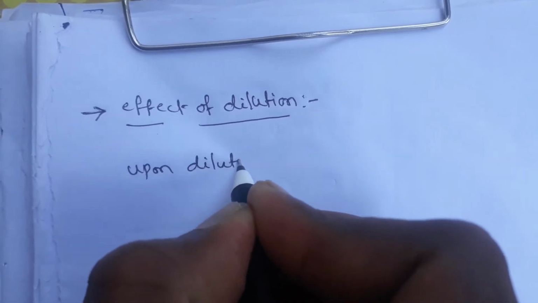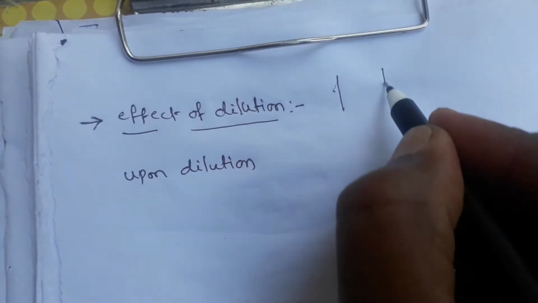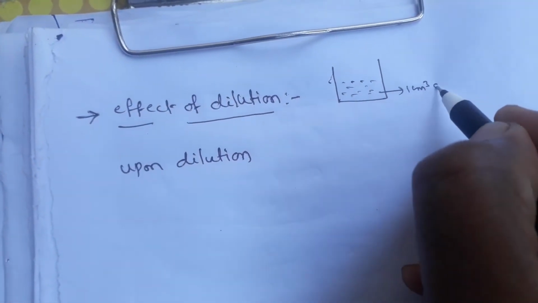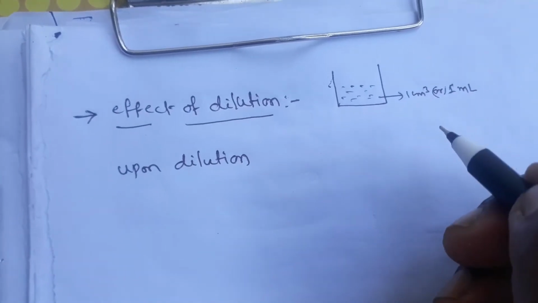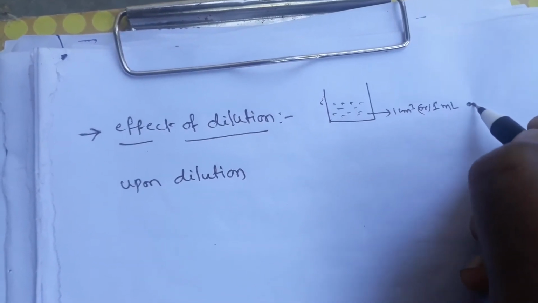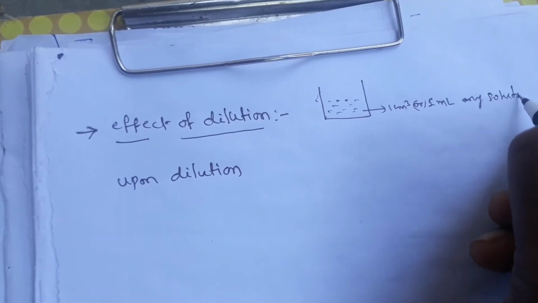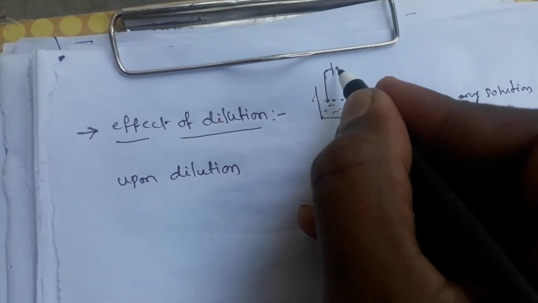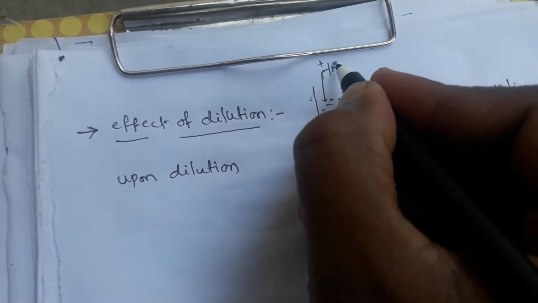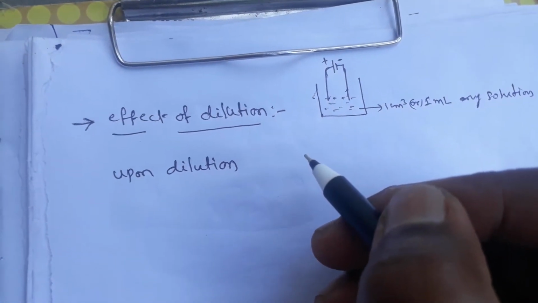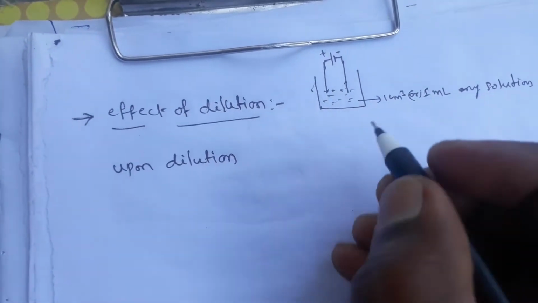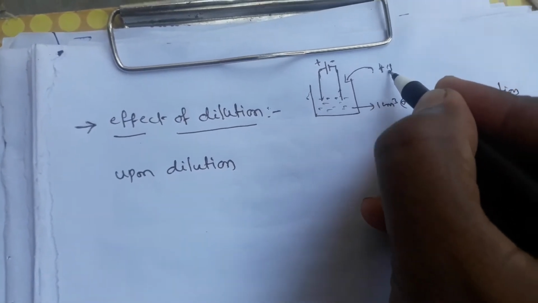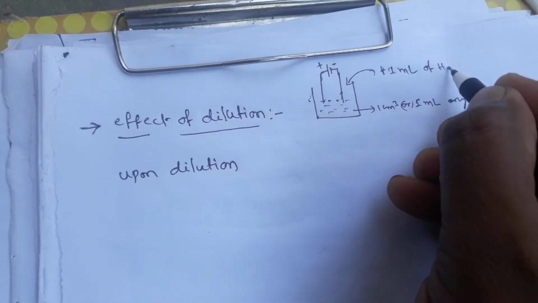Upon dilution, that means you are taking one beaker, and in that beaker you are taking 1 cm cube or 1 ml of any solution. In that solution you have added some sodium chloride, and there is a battery connected to this solution, with plus and minus signs on the battery. So upon dilution, what will happen? Volume will increase. That means you are adding another 1 ml of water, that means you are adding solvent.